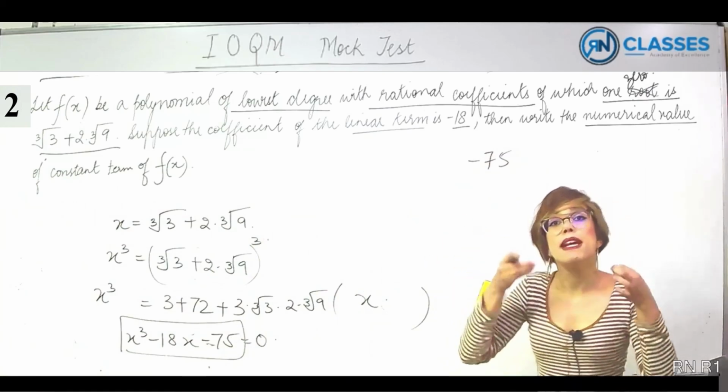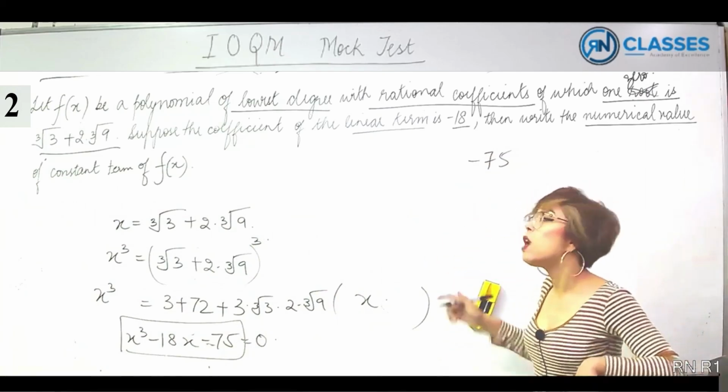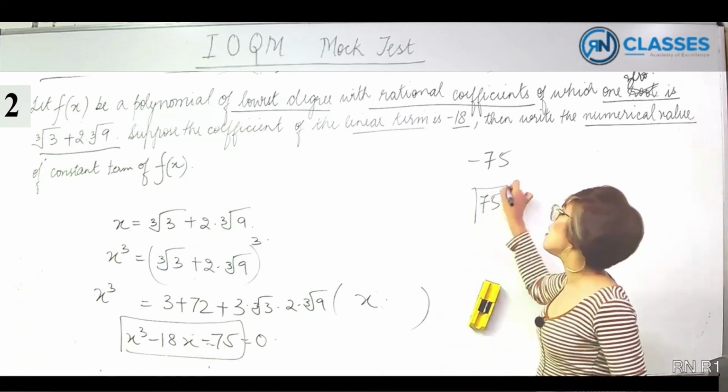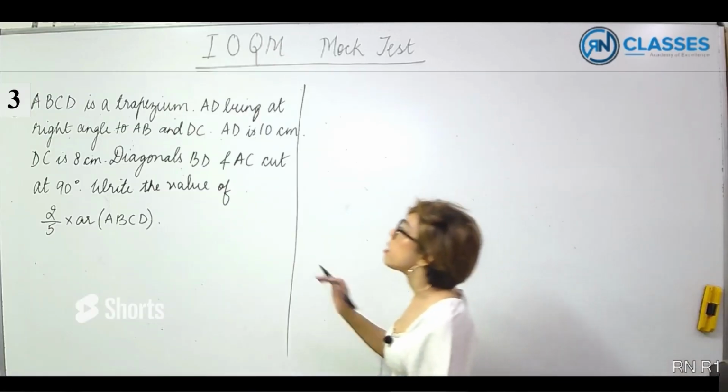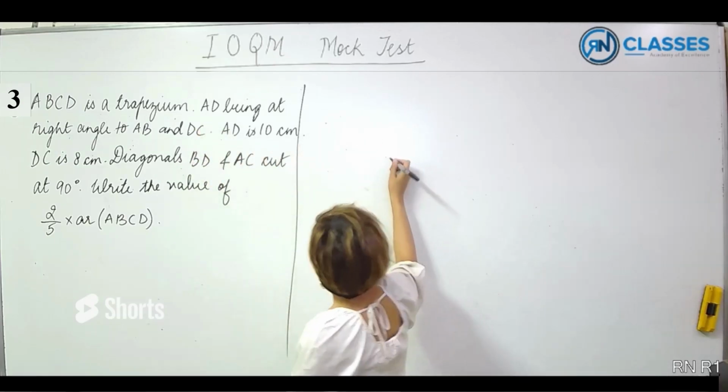I just want the numerical value, as in the number associated with it, which is 75, which is the answer. Alright, on to the next one. Now he says ABCD is a trapezium. So let me have my screen.